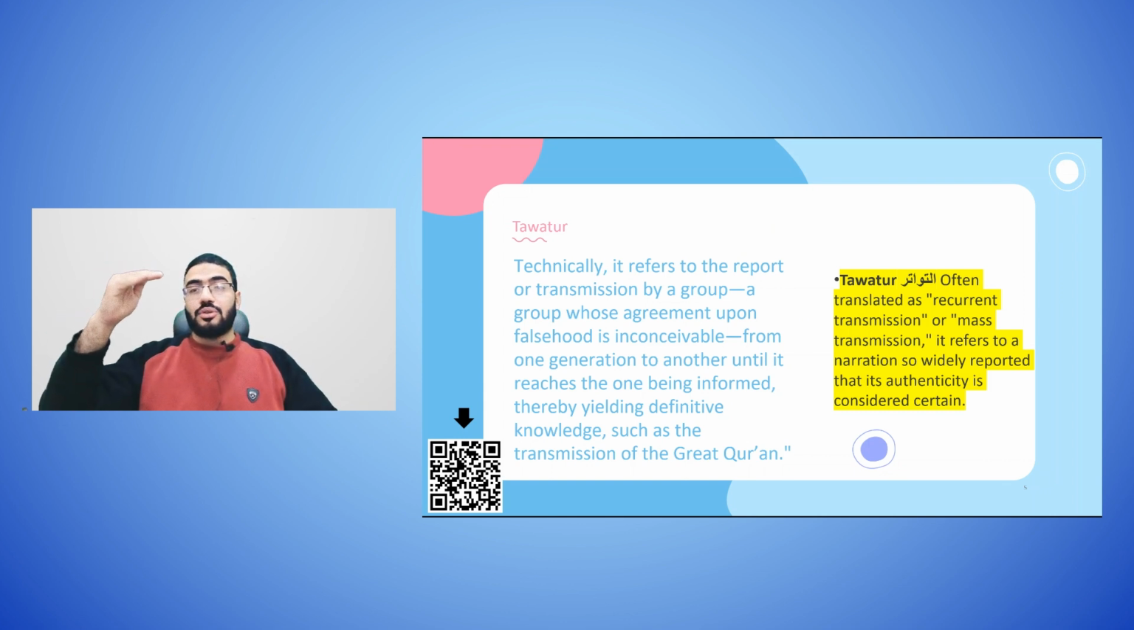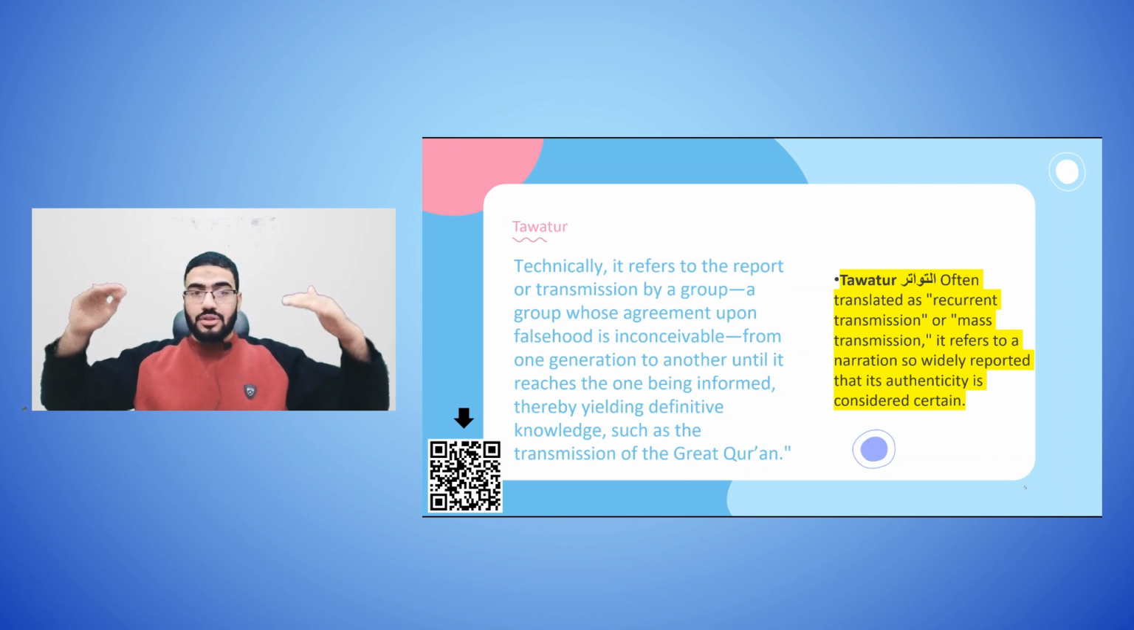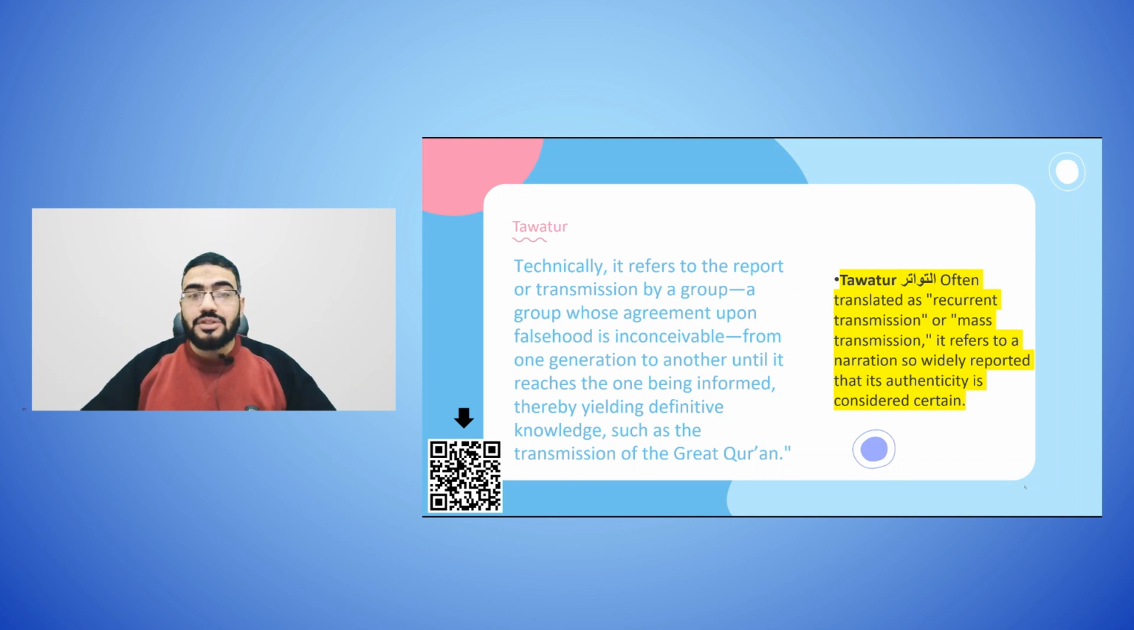From one generation to another, a lot of people in every generation, until it reaches the beginning informant, or the text, whatever, the Quran or Hadith, thereby yielding definitive knowledge, such as the transmission of the great Quran. So a lot of people in every generation after generation, it is not logical that all of them agree about a mistake or a lie.